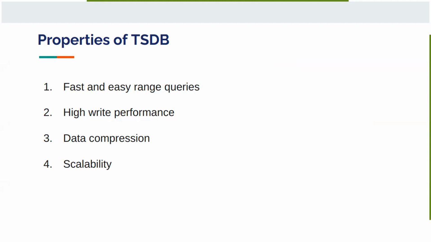It is the most required property, because many IoT sensors store data of the element every 1 second. So the data could be very large, and data compression is required. The fourth one is scalability. So time series databases can handle a very large amount of data.